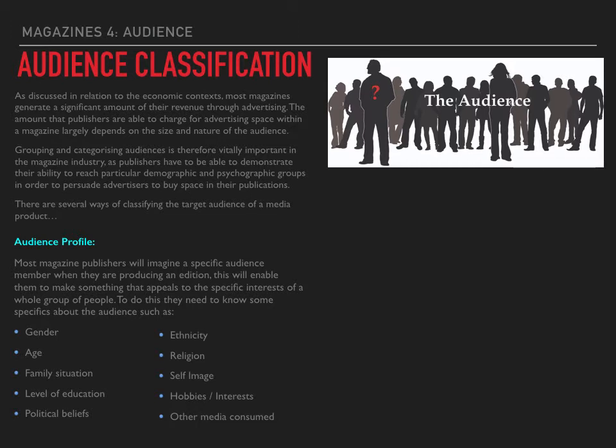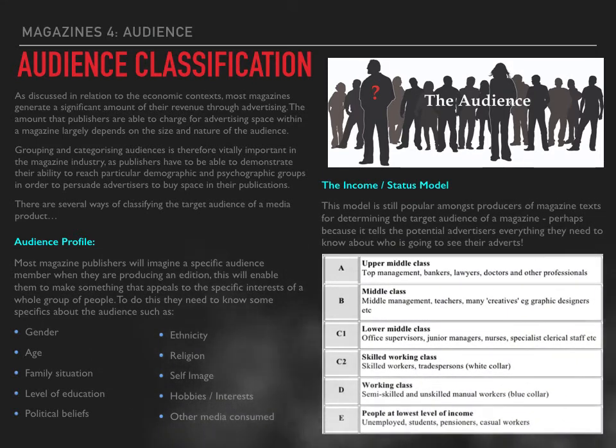The second model we've looked at is the income and status model, sometimes known as the ABC model. This is still popular amongst producers of magazines and newspapers, it has to be said, for determining the target audience based on their income and the work that they do. Perhaps it's still popular because it's able to tell potential advertisers everything they need to know about who's going to see their adverts. In other words, how much money they have.